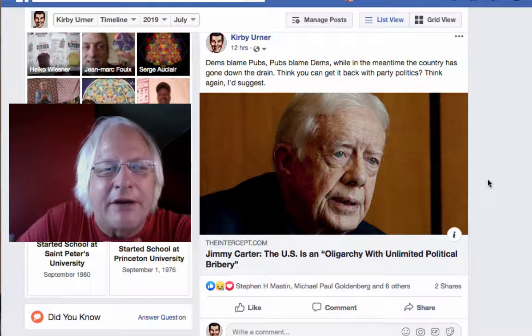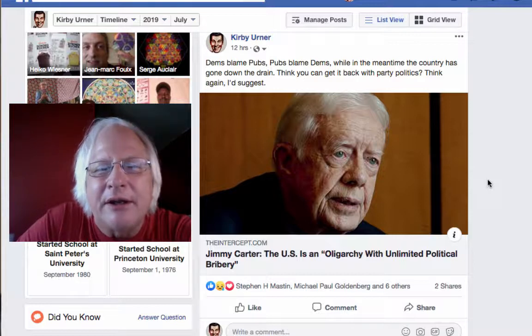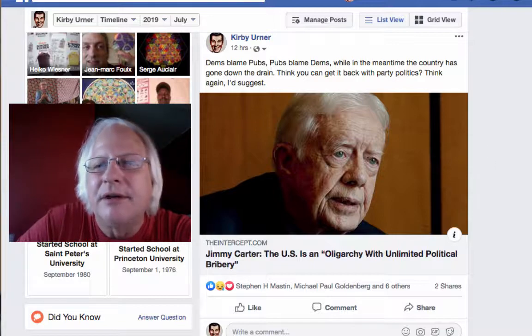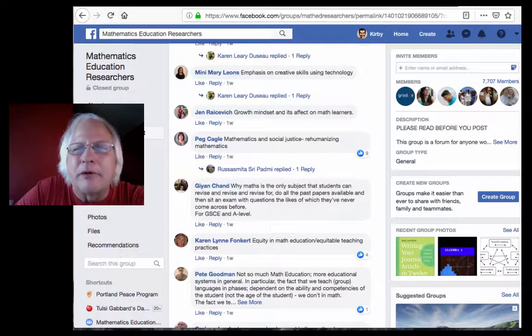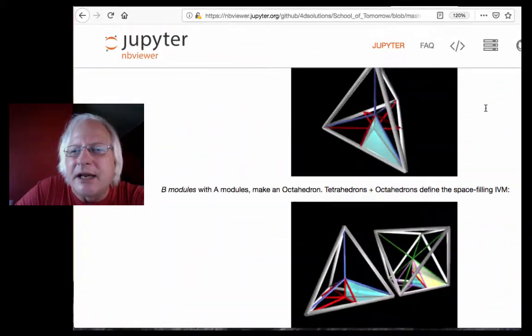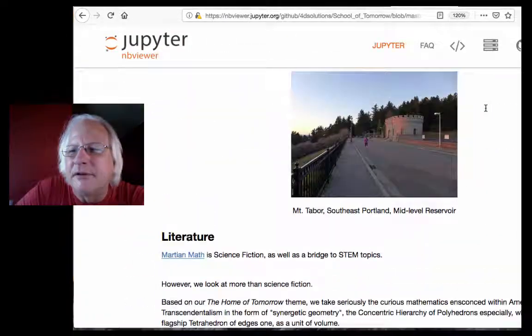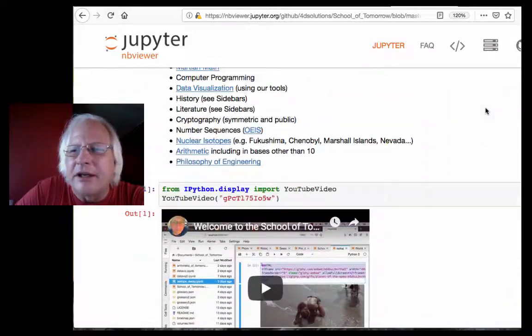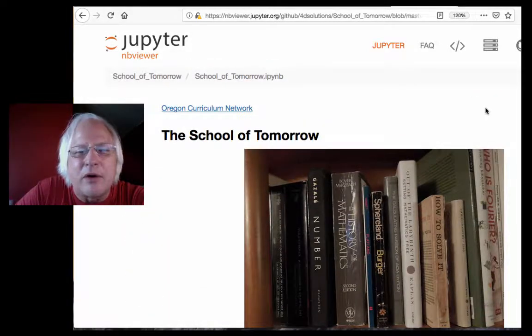So I write on here, Dems blame pubs, pubs blame Dems, while in the meantime the country has gone down the drain. Think you can get it back with party politics? Think again, I suggest, right? It's not within the framework of political parties that you're going to be able to rescue this USA that you think so highly of. And if you're in the military and you notice that no one's teaching American history, whose military are you in then, really?